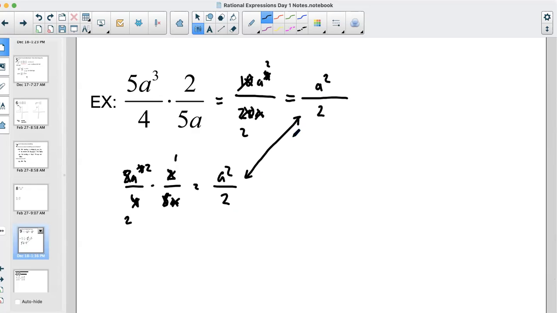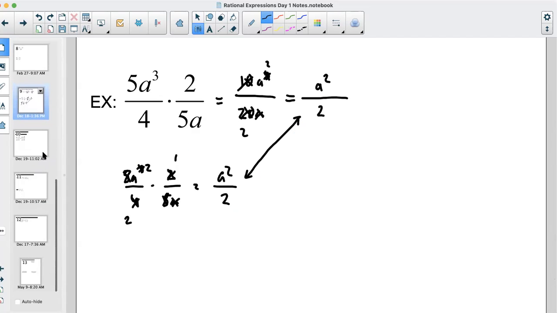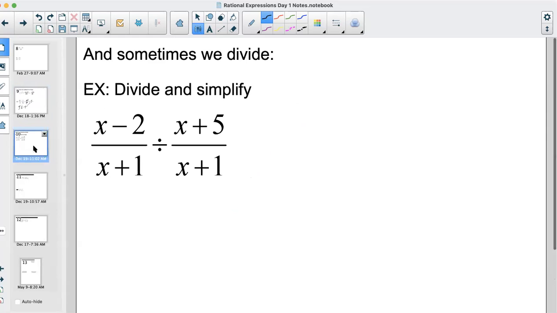But again, the only reason I can cancel those things out is because they're factors of everything on the top and the bottom. There's no adding and subtracting in here, so you're pretty safe canceling things out. But when there is adding and subtracting, you have to be a little more careful. So we're going to do a couple of examples of that here. We don't have that much left in this, but that's how multiplication works. We can also divide these things.